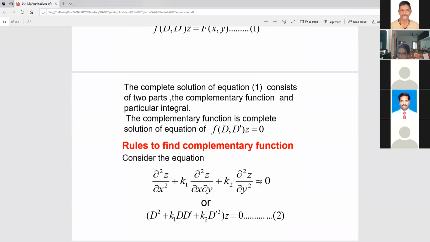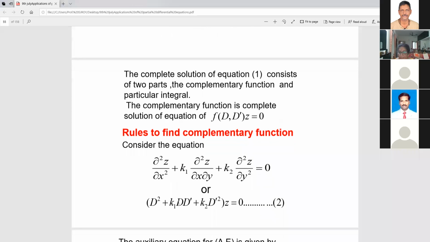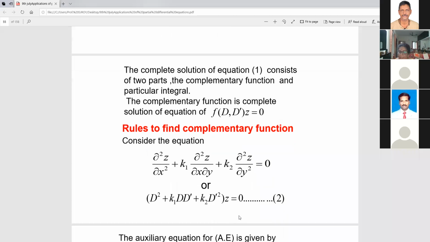As I told you, this is going to be a second order one. I have given an example. Applying the notation, we write: D square plus k1 D D dash plus k2 D dash square into z equal to 0. Once you have this type of equation, you can factorize it into linear factors: D minus m1 D dash into D minus m2 D dash. If you factorize, each one, when solved, will again become a Lagrange's equation.